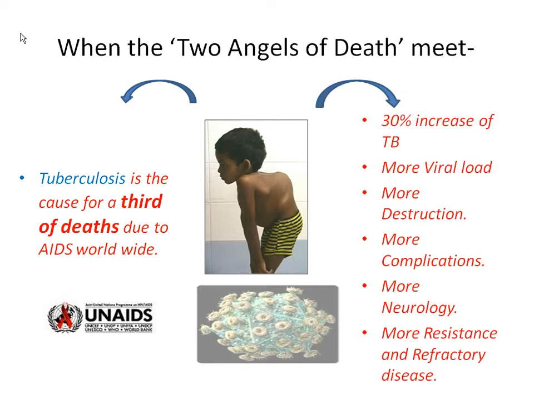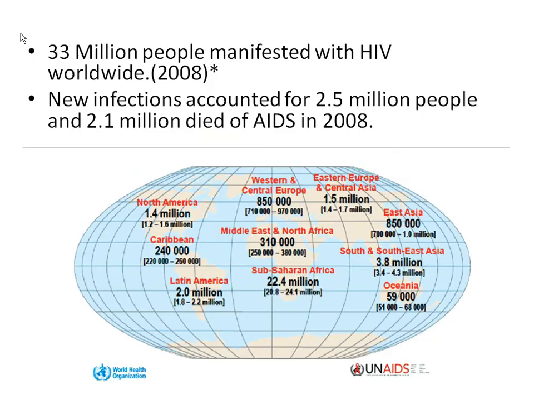On the other hand, it also aggravates spinal tuberculosis because in people who have HIV, there is a 30% increase in TB, and in many parts of Africa, HIV is the cause for 30% increase in TB. They have more viral load. These patients have more destruction, more complications, more incidence of neurology, and more resistance and refractory disease.